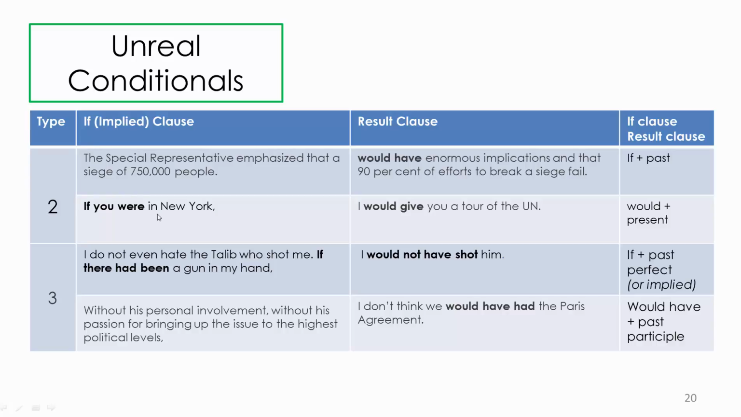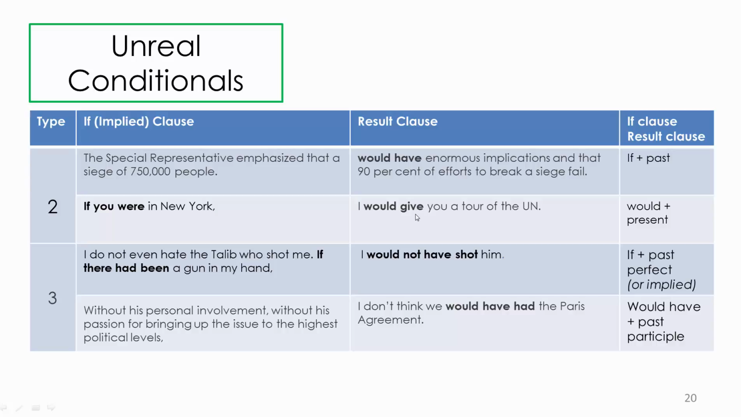Number two, this example here is more clear because the condition is explicitly stated. If you were in New York, I would give you a tour of the UN. Notice the use of were right here. This will bring out one part of the form for the second conditional. In the if clause, you are going to use the simple past tense. So you use if plus the simple past when it's explicitly stated, and then in the result clause you use would and the base form of the verb.